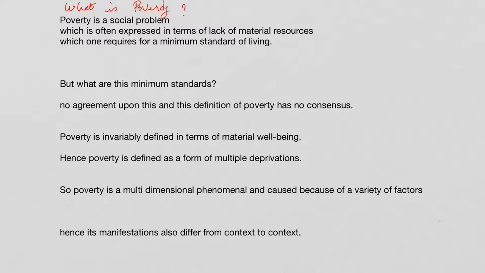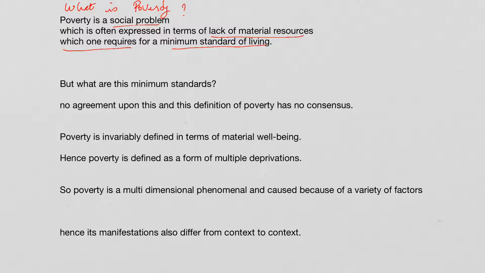So what is poverty? Poverty is a social problem which is often expressed in terms of lack of material resources which one requires for a minimum standard of living. For a person to live with a minimum standard, there are certain things required. If a person doesn't have these material resources, we call the situation poverty, and poverty is a social problem. So poverty is a situation where there is a lack of material resources required for a minimum standard of living.